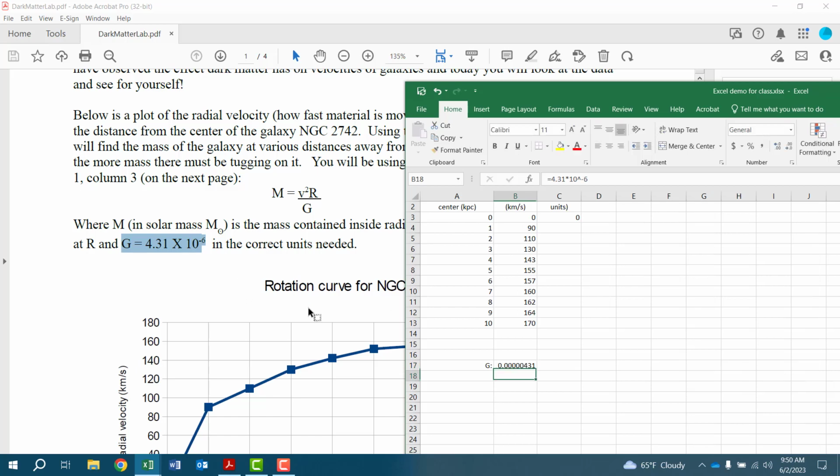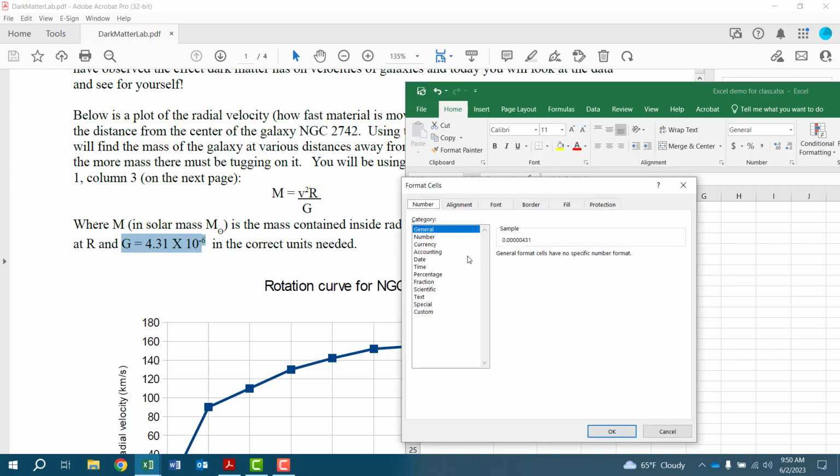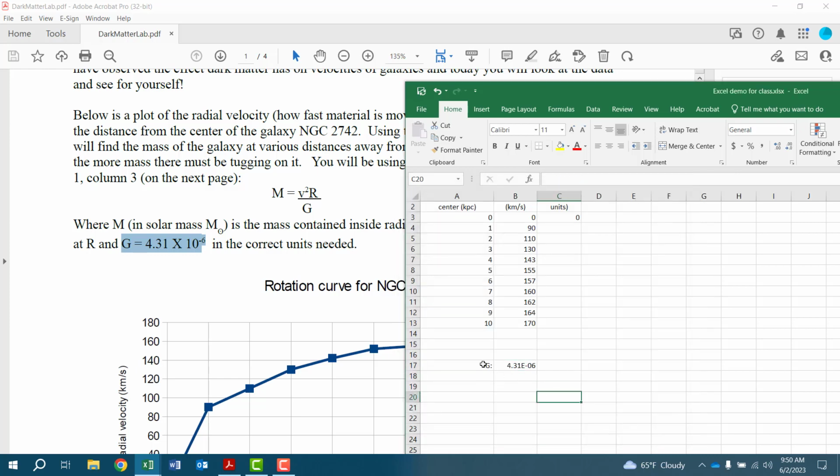I hit enter. I don't like the fact that Excel has converted that into decimal form. I want to keep it in scientific notation. So I right click, I go up to Format Cells, and I leave it in scientific notation. Cool. Now I can implement this formula here.